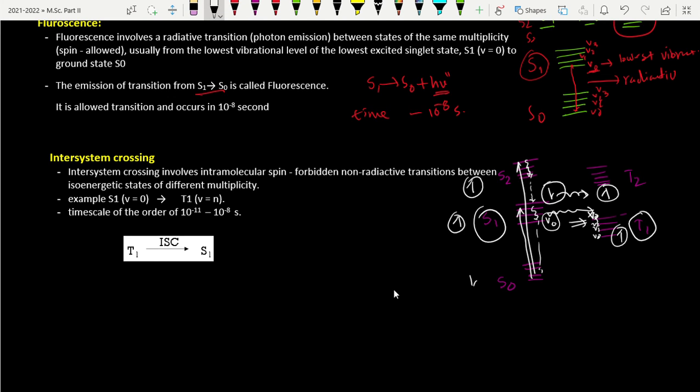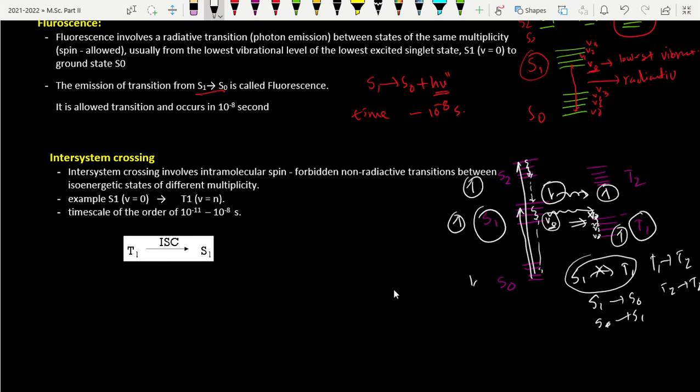Why does intersystem crossing occur? Due to the energy levels being equivalent. Actually, this type of transition is forbidden, because according to the spin selection rule, a transition between different multiplicities is not allowed. Only transitions between states of the same multiplicity are allowed. T1 to T2 is allowed, or T2 to T1 is also allowed, but a transition between different multiplets is not allowed.